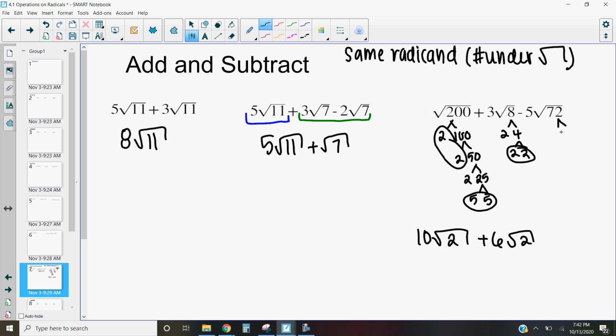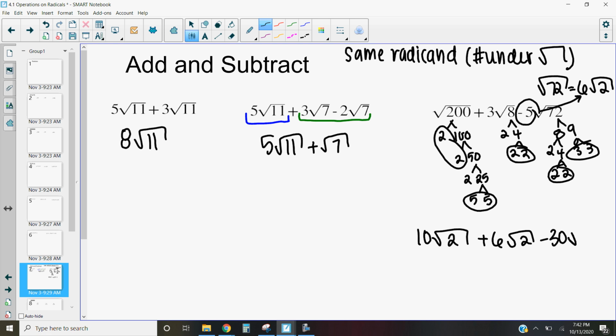And then we've got our last one over here with our 72. So we can break 72 down into 8 and 9. And then 9 breaks down into 3 and 3, and 8 breaks down into 2 and 4. And that 4 breaks down again into 2 and 2. So I've got a 2 and a 3. Well, we can pull those out, and 2 times 3 is 6. So the square root of 72 is really 6 root 2. And I've got negative 5 of those. So I need to do negative 5 times 6, and that would be minus 30 root 2.